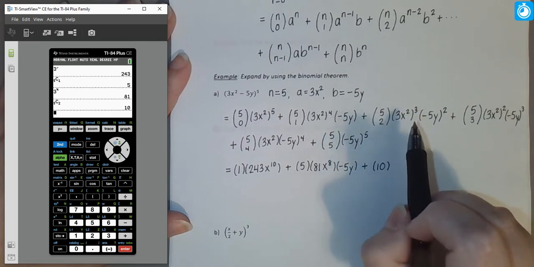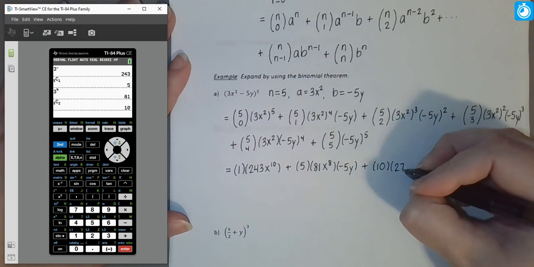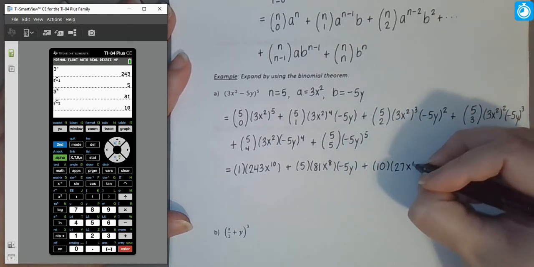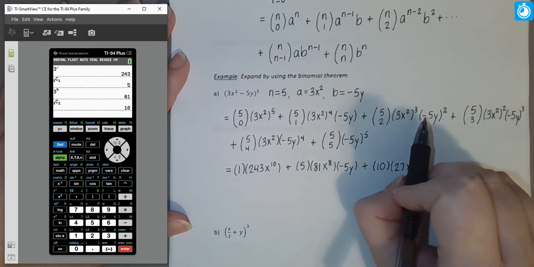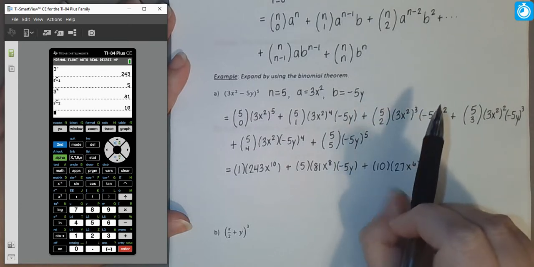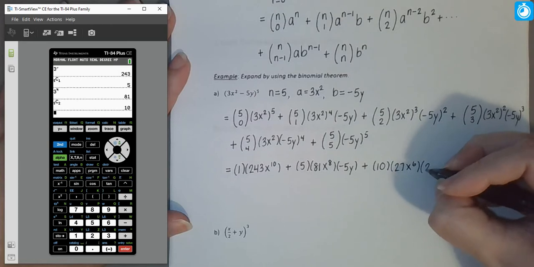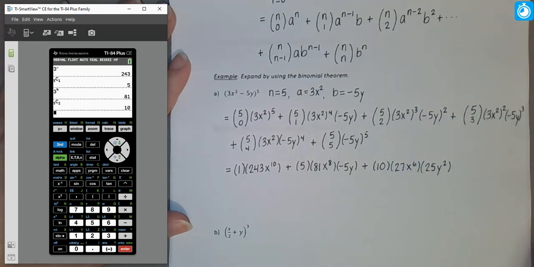Okay, 3 cubed. 3 cubed is 27. X squared cubed, so x to the 6th power. And then careful here, so notice b is negative. Different exponents have a different effect on negatives. So when we take negative 5 and square it, it's going to become positive. So positive 25, and then y squared. Don't forget to square the variable as well.